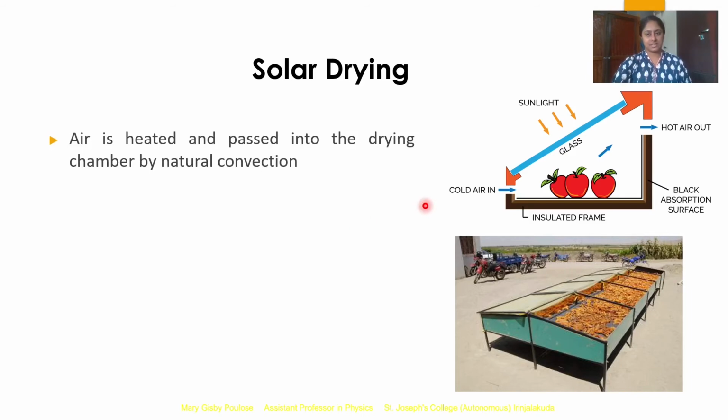In these systems, we have a box-like structure, and within it, we place the fruits or vegetables or the food materials that need to be dried up. This is covered by a glass cover, and when sunlight falls into this box, the region inside the glass cover gets heated up. Okay, so the air becomes hotter and this region becomes hotter.